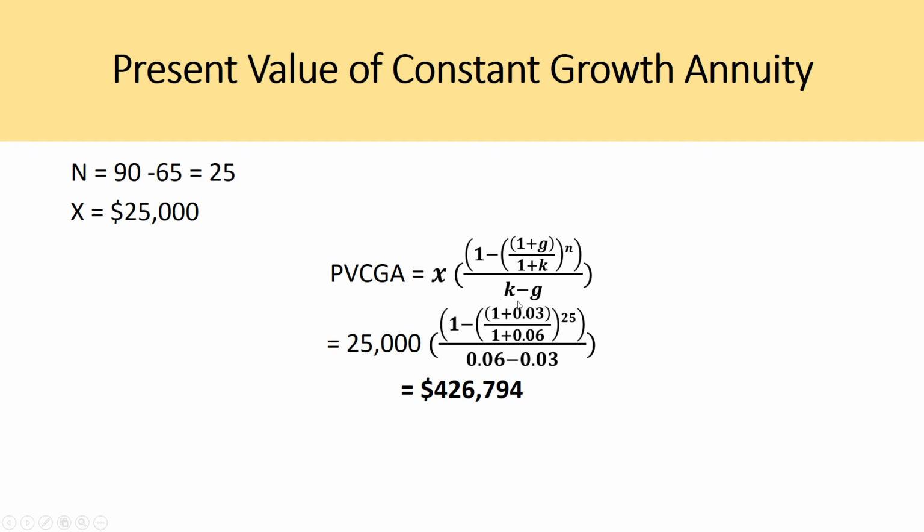We input this all into our formula, do all these calculations, and at the end, Mr. Smith, in this example, needs $426,794 for the next 25 years to live at the life he expects to live at.